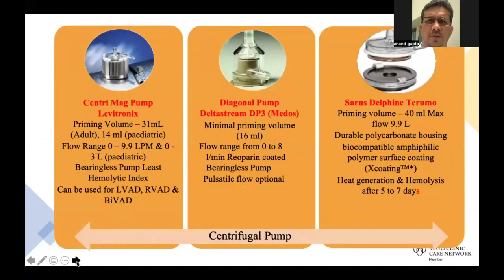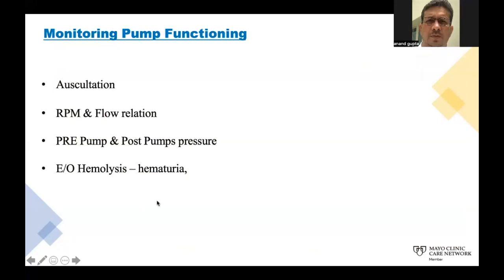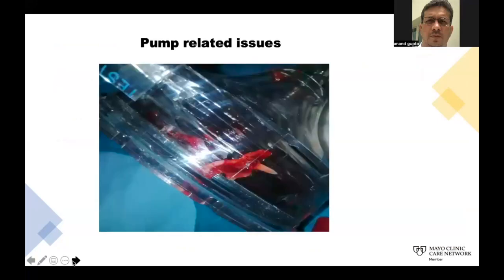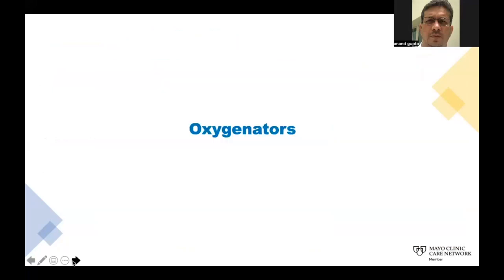So these are some kinds of centrifugal pumps. For monitoring pump function, we need to monitor the pump by auscultation, and watch the RPM, flow relations, pre-pump and post-pump pressures, and some evidence of hemolysis like hematuria. So these kinds of pump related issues you can detect once you watch closely.